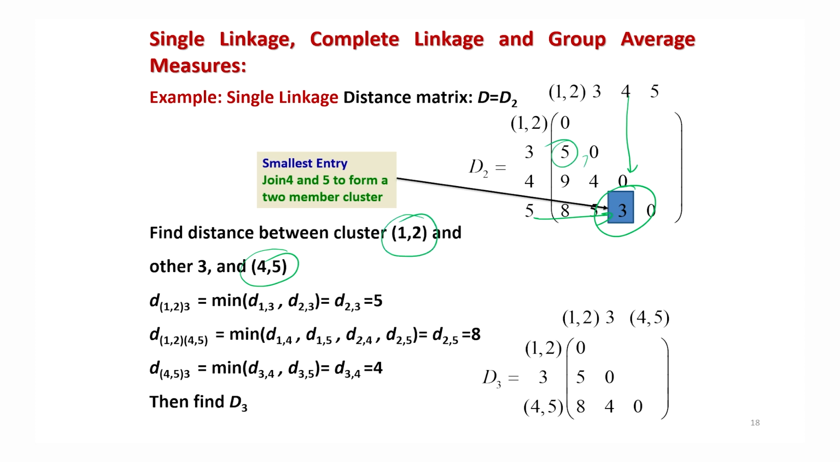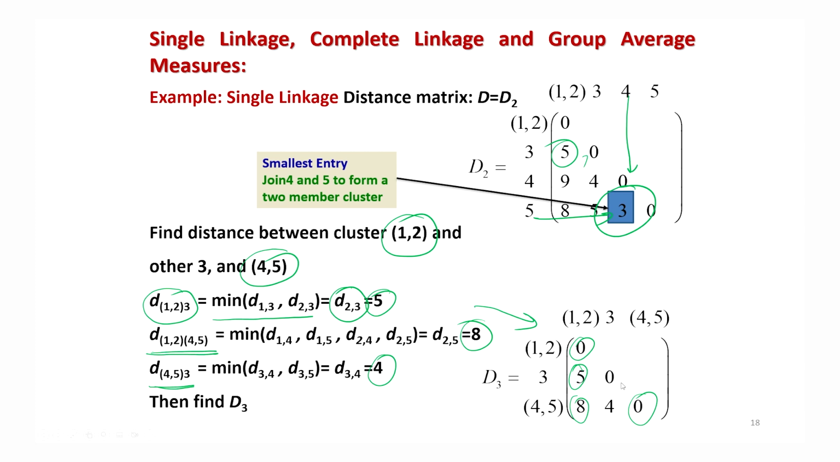Now we try to find out the minimum value between the distance of 1, 2 and 3, which is the minimum value between D13 and D23, and you can see from the table it comes out to be D23, which is 5. Similarly, I compute the distances between the two clusters 1, 2 and 4, 5, and between 4, 5 and 3, and they come out to be 8 and 4. Then we create a new matrix, this D3. You can see I have computed 0, 5 and 8, and this is 0.